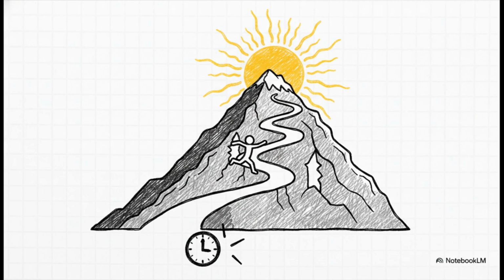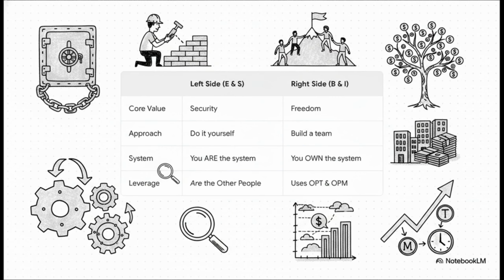But on the right side, it's the complete opposite. People over here are driven by the search for freedom. We're talking financial freedom, time freedom, the works. They're willing to walk through the uncertainty and risk that terrifies the people on the left side, because the payoff, a life where you don't have to trade your precious time for money, that's the ultimate goal. And this chart just lays it all out, plain and simple. Left side values security, so they have a do-it-yourself attitude because they are the system. The right side values freedom, so their whole game is about building a team and owning the system.